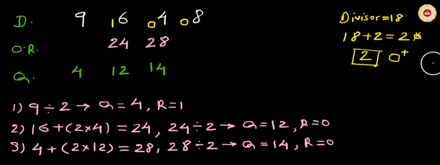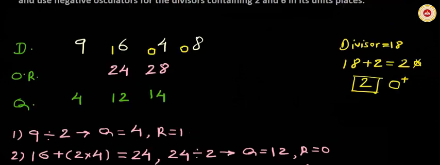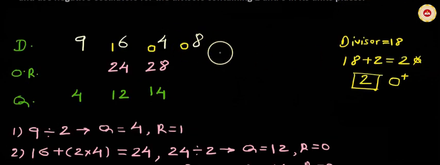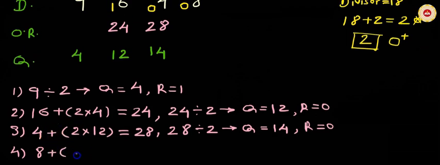So step number 4 is 8 plus, see this 8, 8 plus 2 times the last quotient, that is 14, which is equal to 8 plus 14 twos are 28, 28 plus 8, 36.